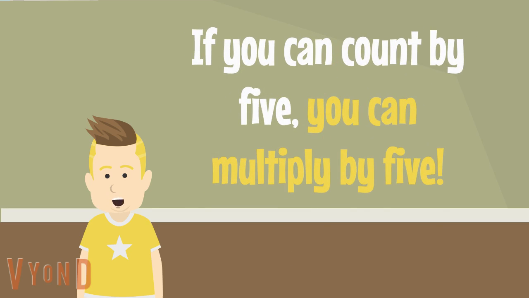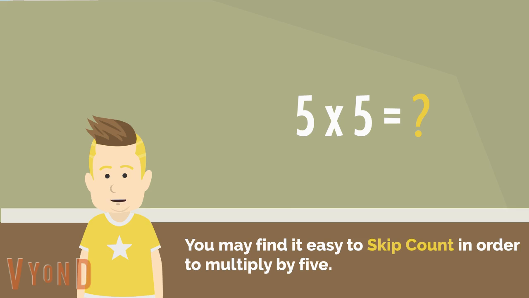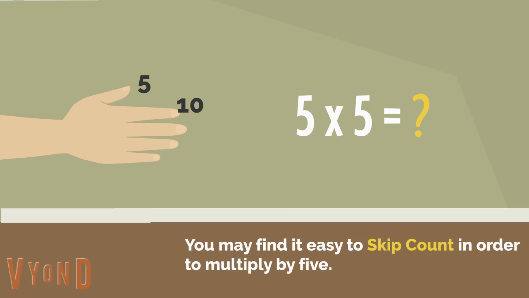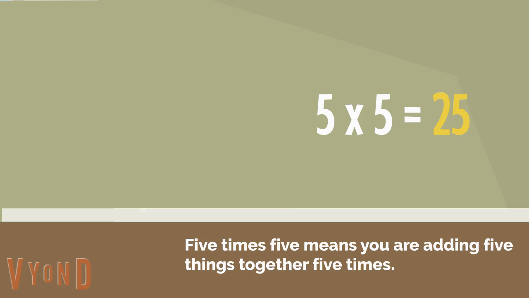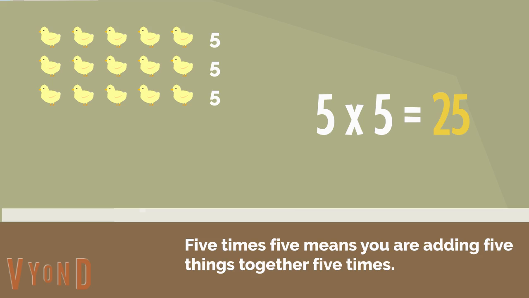The first thing to know is that if you know how to count by 5, you already know how to multiply by 5. For example, to solve for 5 times 5, you can count by 5 until you get to the 5th number. That makes it easy to see that 5 times 5 is 25. Remember, 5 times 5 means you're adding 5 things together 5 times.